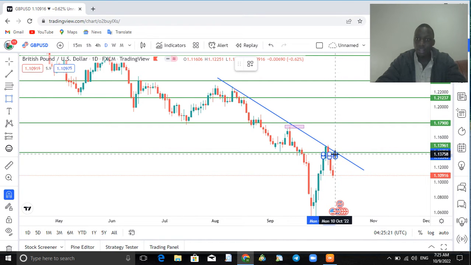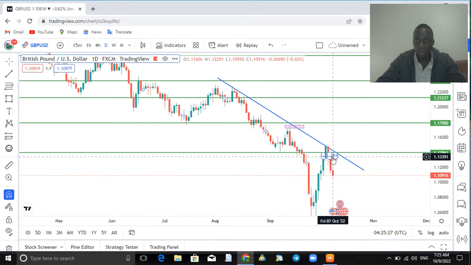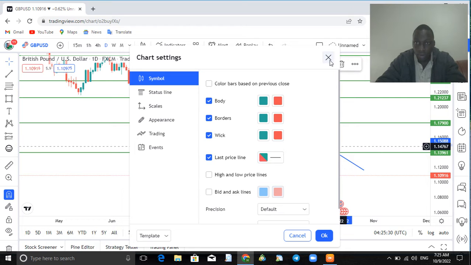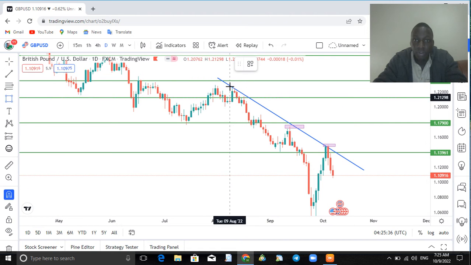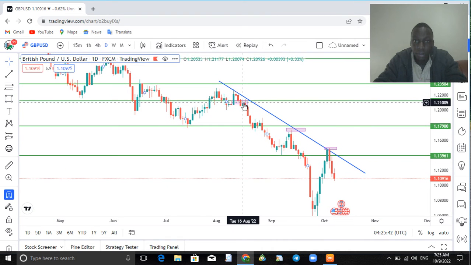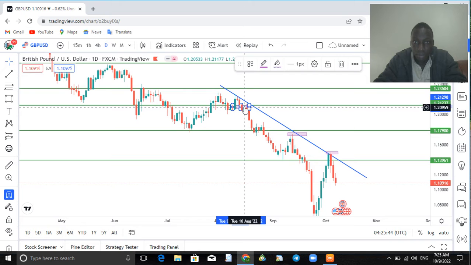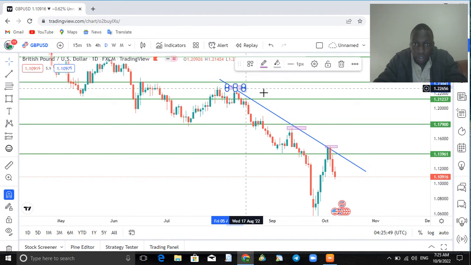Most of this trade was so perfect. I don't know guys if you traded this trade, but GBPUSD was so perfect this week. Why? It's a matter of just drawing a trend line and you enter a trade.